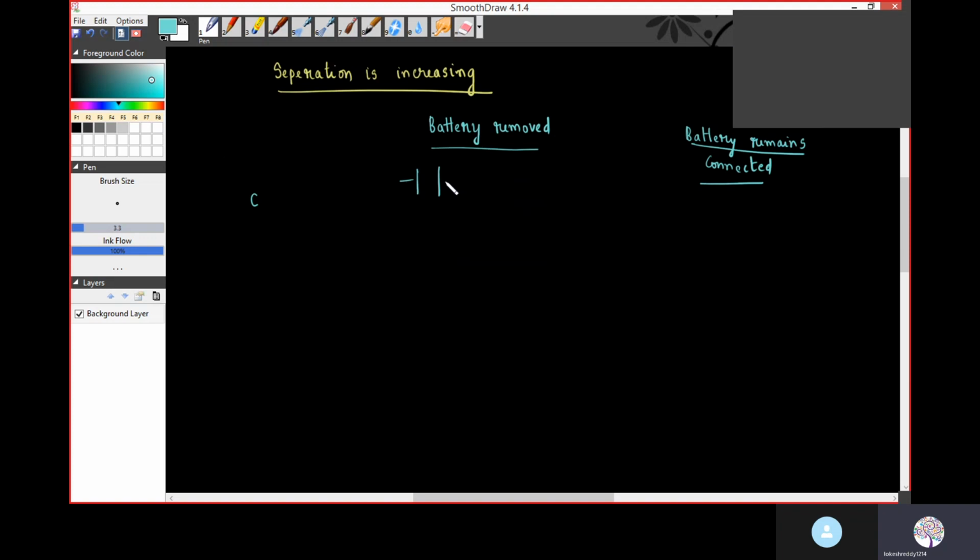So these are two parallel plates. The distance between them is D. C is inversely proportional to D. So C dash is less than C. When the battery is connected, then also C dash is less than C. This is about the capacity.